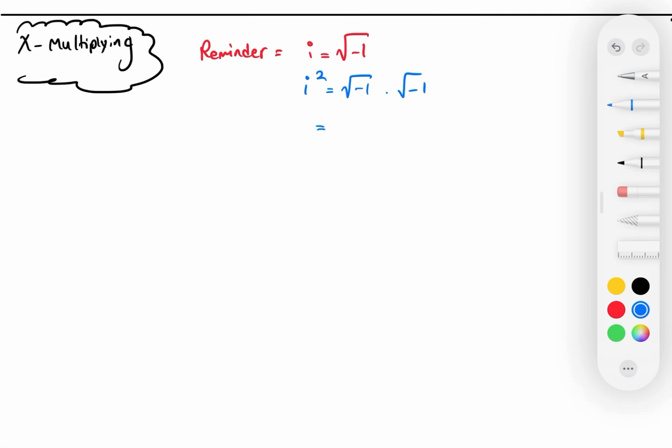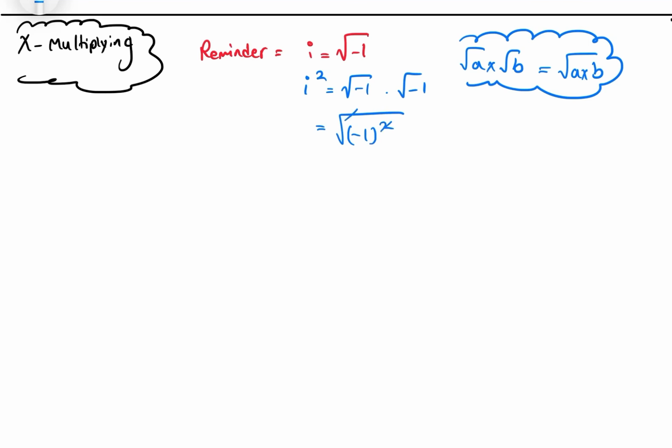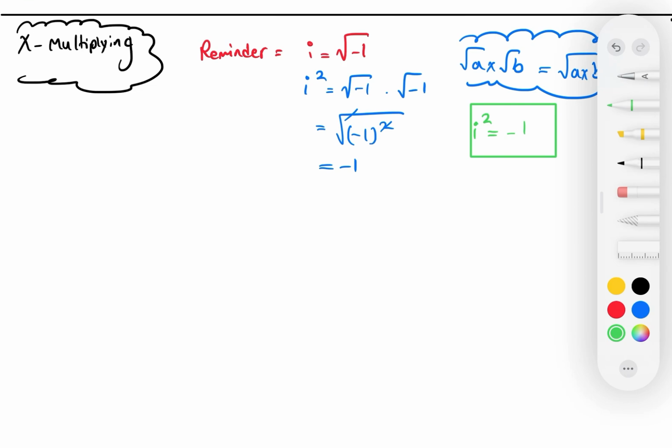And according to the rule, the square root of a times square root of b, you can write this as the square root of a times b. So that means I can write this as -1 times -1, which becomes raised to the power of 2. The 2 and the square root then cancel each other out, leaving you with -1. So i squared is equal to -1. All right, this is a fact. Now, keep that at the back of your mind. Let's go ahead and take a look at some examples.